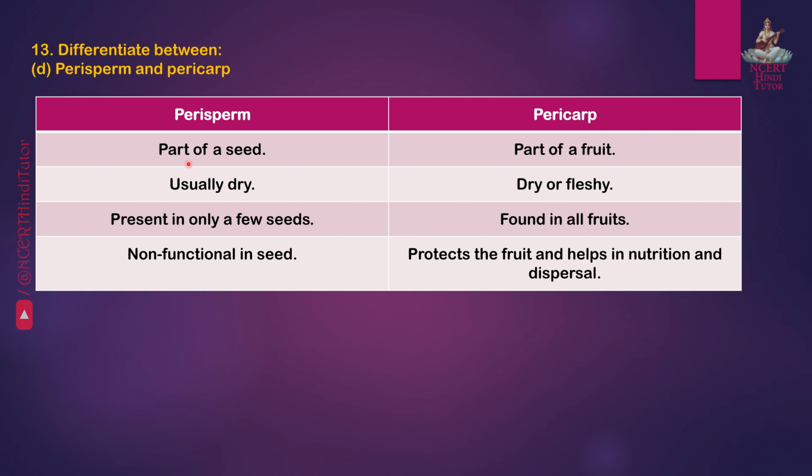D. Perisperm and pericarp. Answer. Perisperm, part of a seed. Pericarp, part of a fruit. Perisperm, usually dry. Pericarp, dry or fleshy. Perisperm, present in only a few seeds. Pericarp, found in all fruits. Perisperm, non-functional in seed. Pericarp, protects the fruit and helps in nutrition and dispersal.